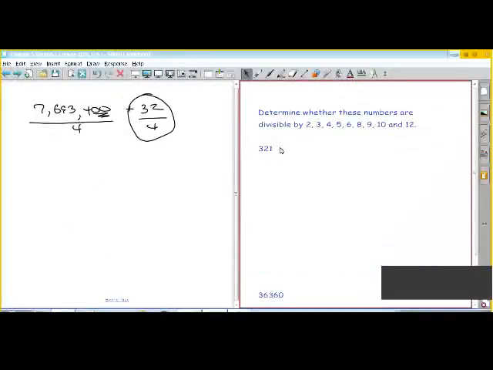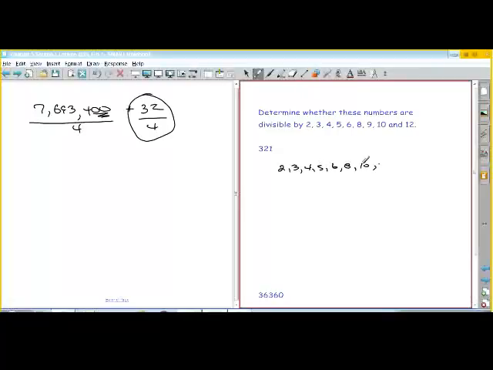So let's look at the example here. 321. So I'm going to write the numbers, and we're just going to mark them out if they're not divisible by these numbers using the rules. So is it divisible by 2? No, because it's not even. So that's not going to work.